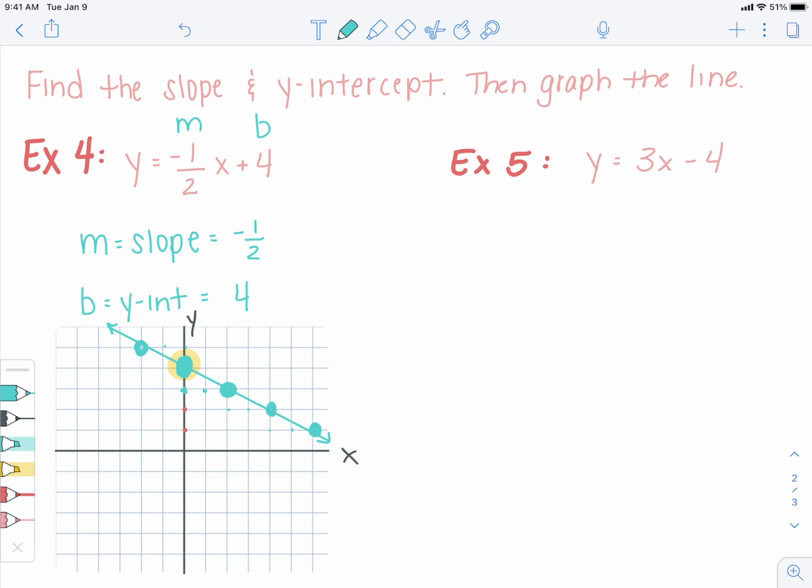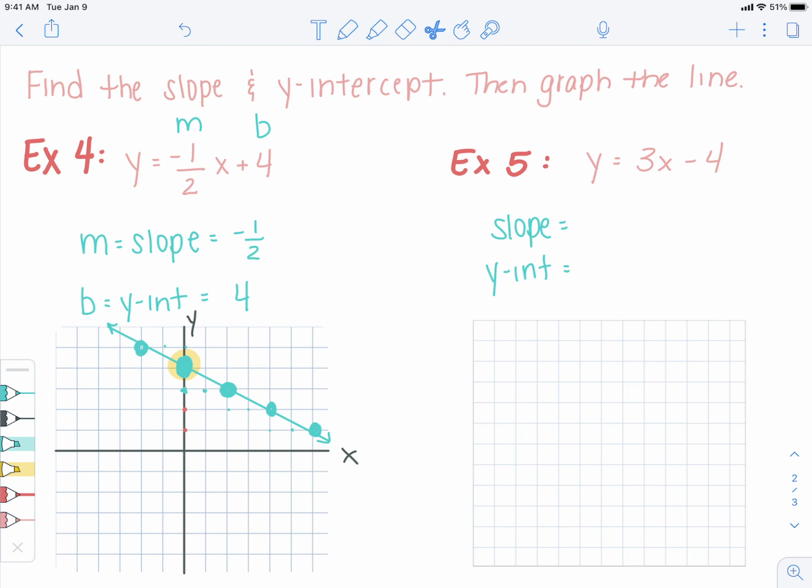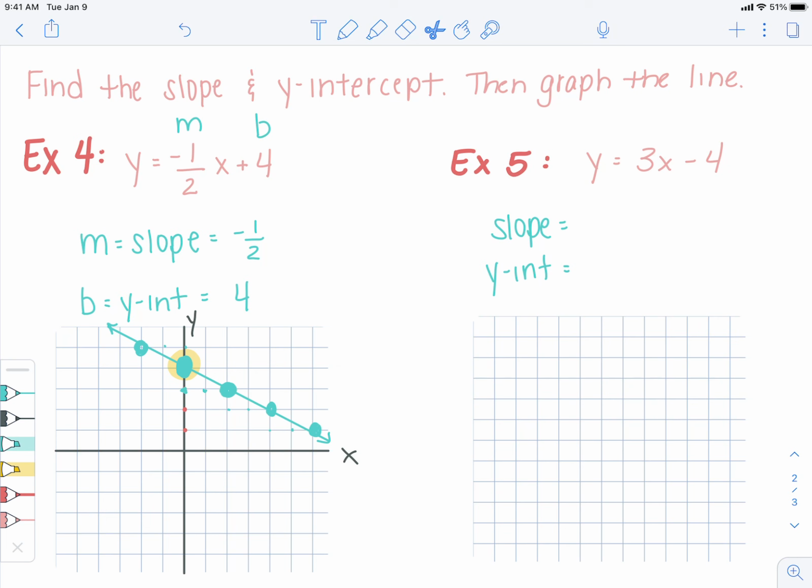Do you think you could do the second one on your own? Why don't you give the second one a try? Pick out your slope. Pick out your y-intercept. Draw yourself a graph.